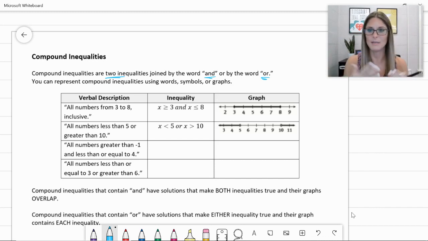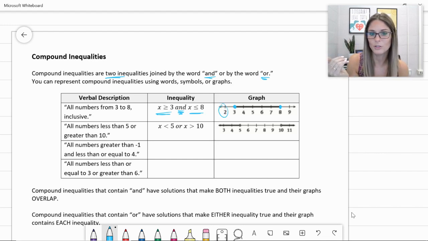So I could take that statement and say all the numbers x that are greater than or equal to 3 and all the numbers that are less than or equal to 8. Any number that fits both of those would represent all the numbers from 3 to 8. Look at our graph. You've got a closed circle on 3 and a closed circle on 8, and then it's shaded in between. So if I was telling you all the numbers between 3 and 8, I don't mean 2, and I don't mean 9. I mean all those other numbers in between, and that graph does exactly that, as does our inequality.